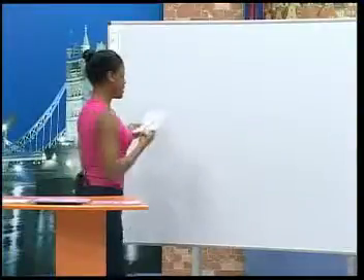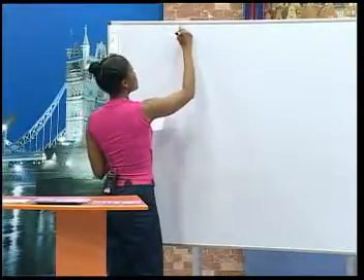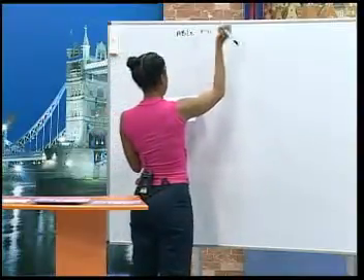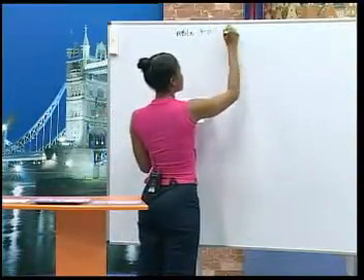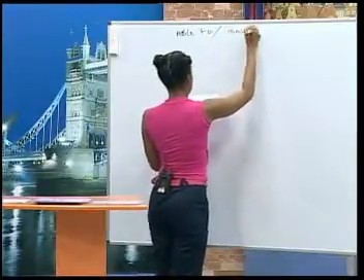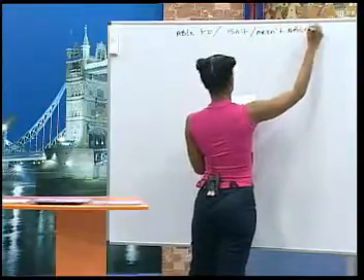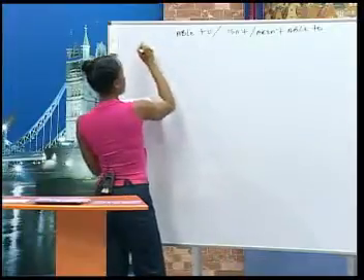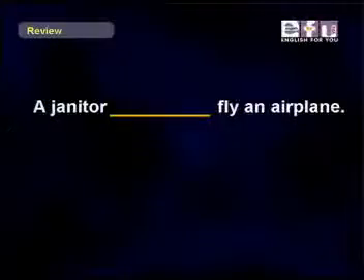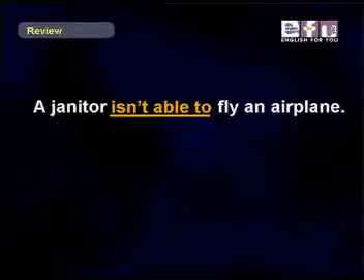Thank you, everyone. Now, this time we'll use able to, isn't, or aren't able to. All right, Sylvia, this one's for you. A janitor ___ fly an airplane. A janitor isn't able to fly an airplane. Okay, good.